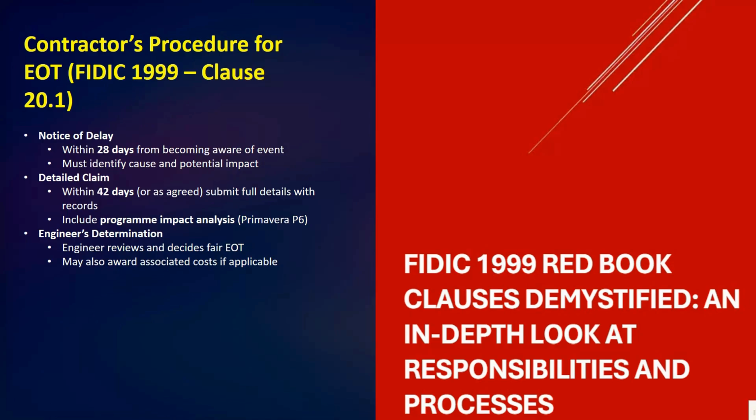Okay. Second, we have the detailed claim. So here you can see within 42 days or within the time agreed, the contractor must submit full details, including background, records, and most importantly, program impact analysis using Primavera P6.